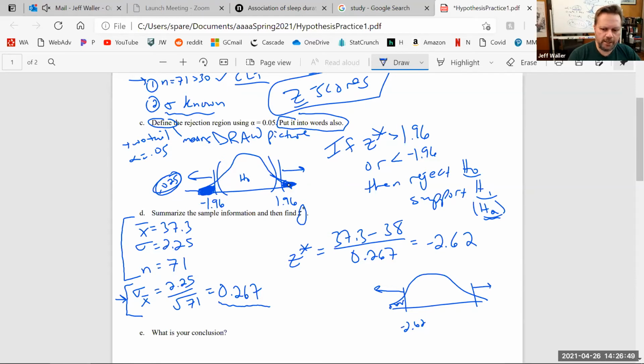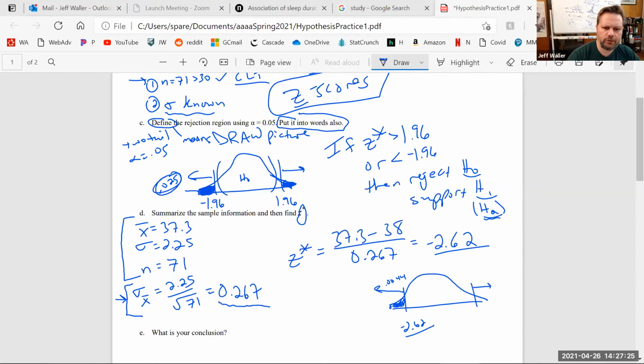So what's the area in this tail that our z-score makes? I don't have my z-score chart. Let's see. Anybody? I got negative 0.0044. Does that sound about right, everybody? I'm going to crowdsource this.